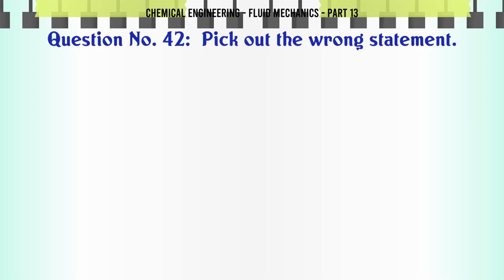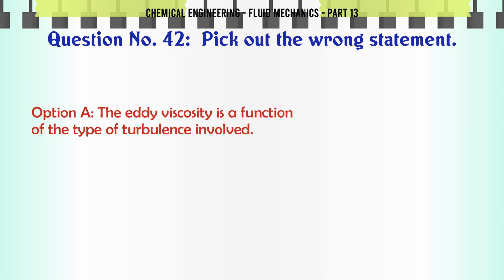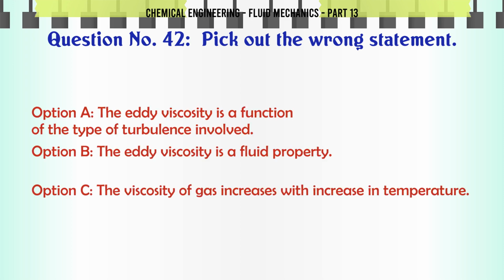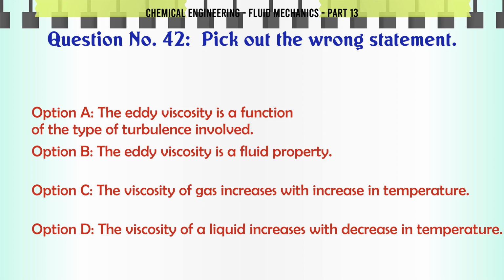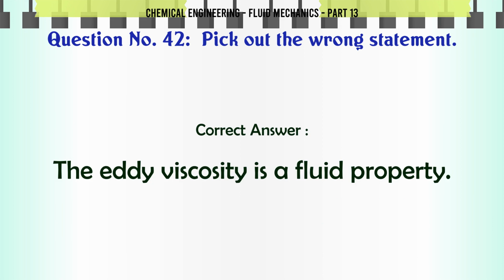Pick out the wrong statement. A. The eddy viscosity is a function of the type of turbulence involved. B. The eddy viscosity is a fluid property. C. The viscosity of gas increases with increase in temperature. D. The viscosity of a liquid increases with decrease in temperature. The correct answer is the eddy viscosity is a fluid property.